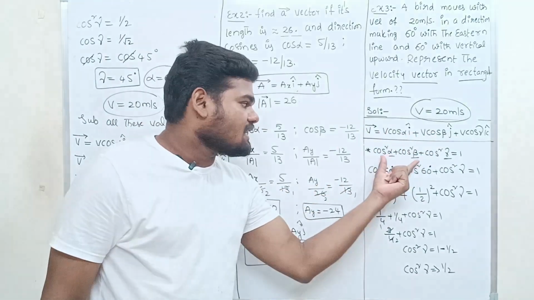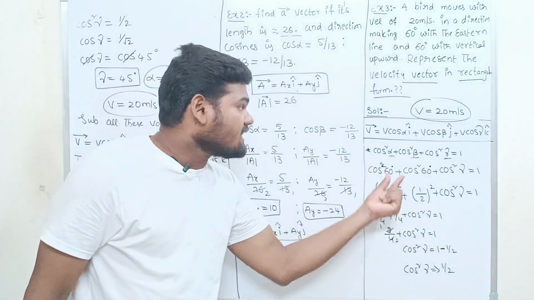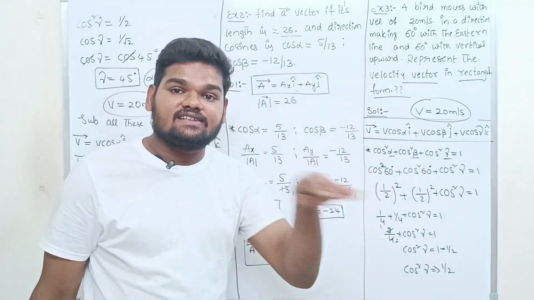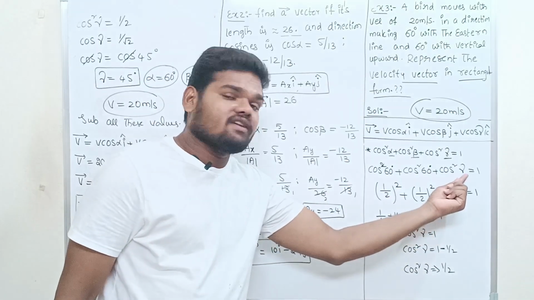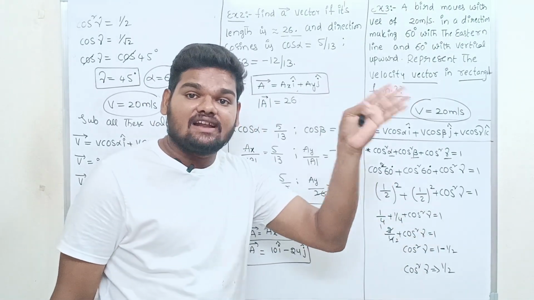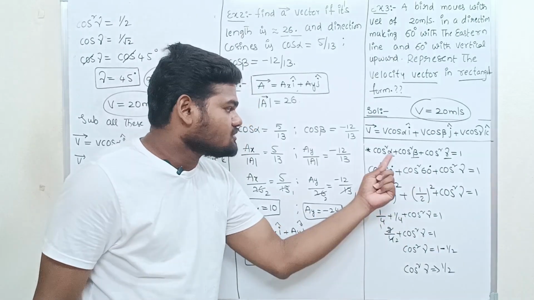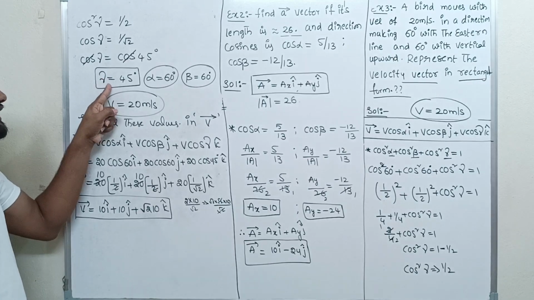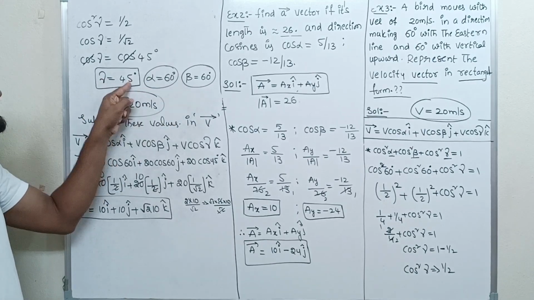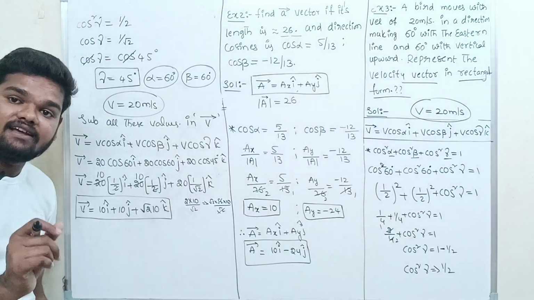So we have the formula cos square alpha plus cos square beta plus cos square gamma is equal to 1. They have given alpha and beta values. Eastern means x-axis, vertical means y-axis. We don't know the value of gamma, the angle made by the velocity vector with the z-axis. We have to find it. So from this condition, I substituted the alpha and beta values and found the gamma value. After finding the gamma value, we substitute all these values in this equation and we will get the answer. Is it clear? Any doubts?